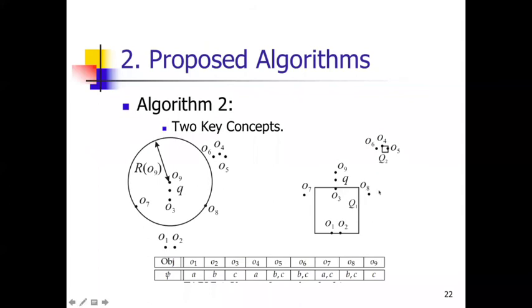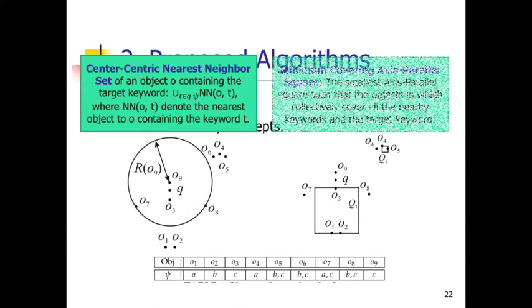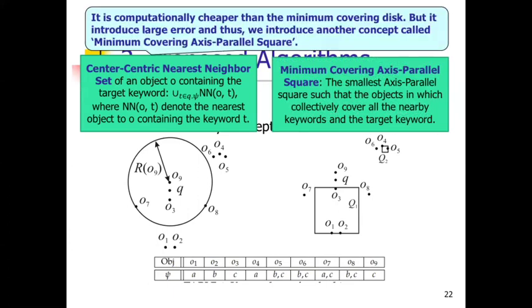Now, let me present algorithm 2. Let me introduce two key concepts first. Let's consider an object containing the target keyword. Its center-centric nearest neighbor set of the object O is the union of the nearest neighbor of O containing the keyword T for each T in the nearby keywords. Here, NN_O(T) denotes the nearest object to O containing the keyword T. This concept is computationally cheaper than the minimum covering disk, but it introduces large error.